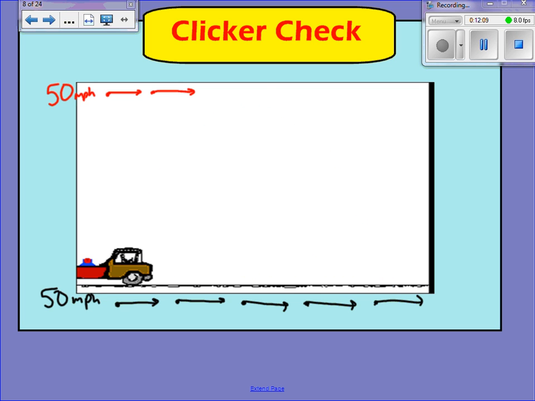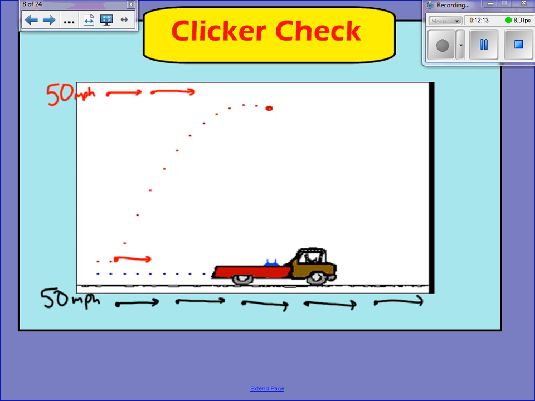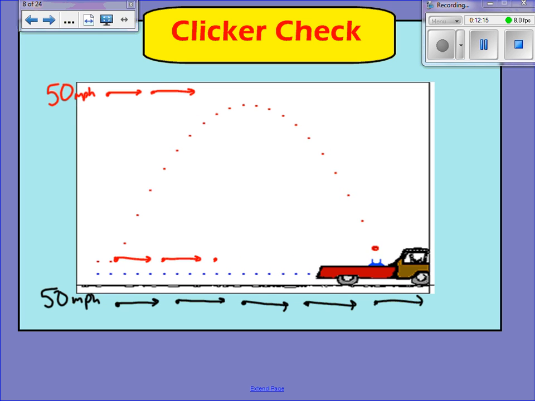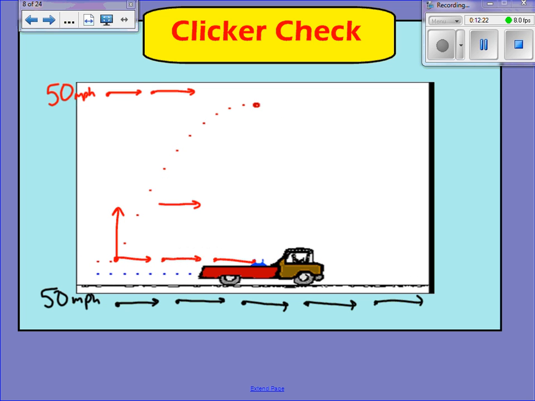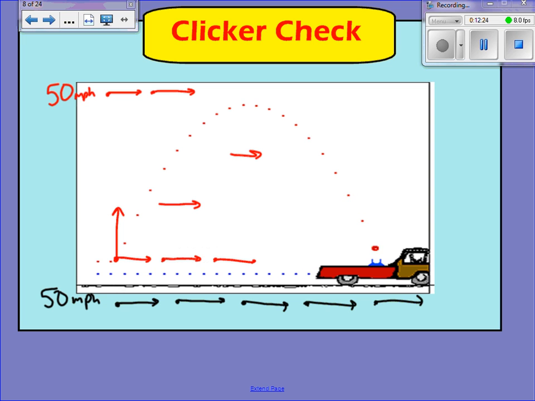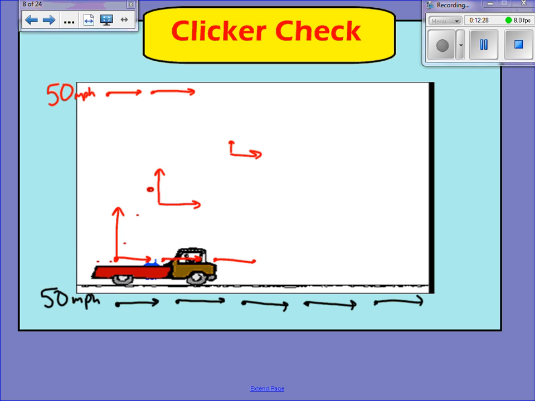What happened is when the object was launched in the air, now in addition to its horizontal velocity that it will maintain and already had, it now has y velocity. And as it goes up, it maintains the same horizontal velocity, but its y velocity starts to get smaller and smaller. Think about it this way.